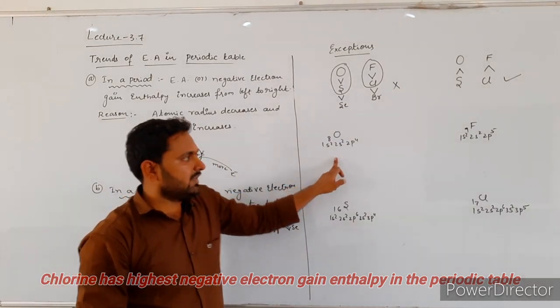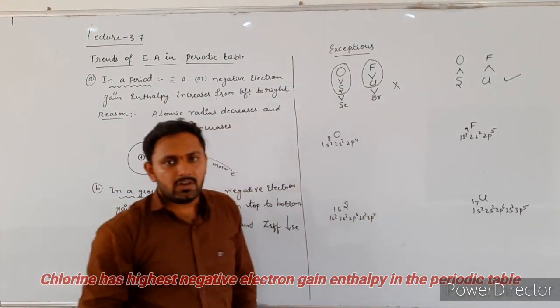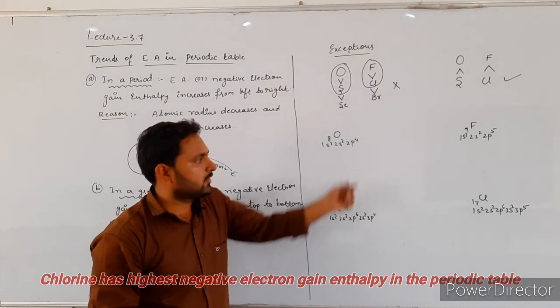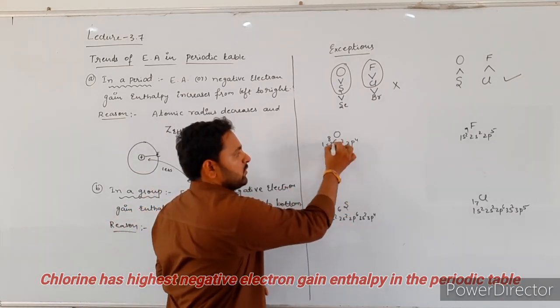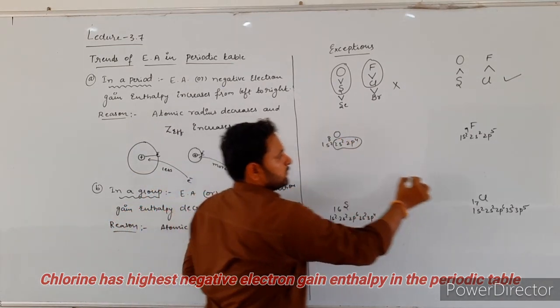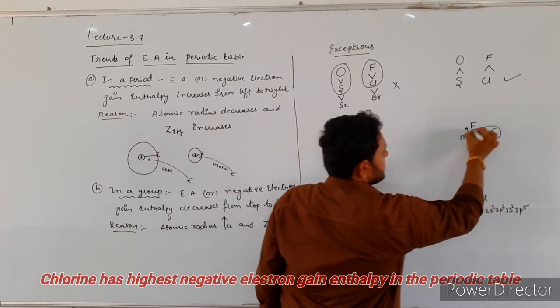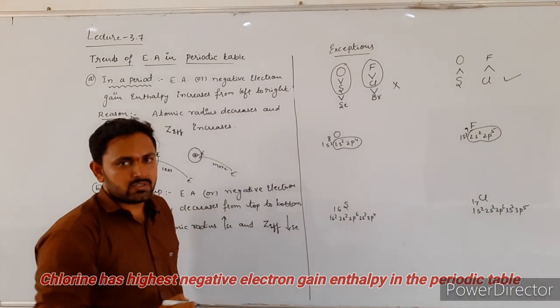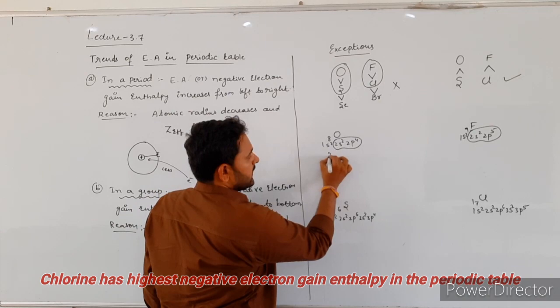In oxygen and fluorine, the outermost energy level is 2. See here, the outermost energy level is 2. The second energy level is the outermost energy level.